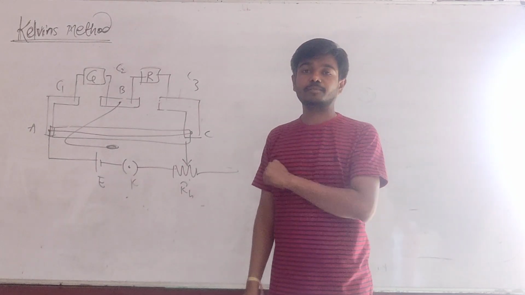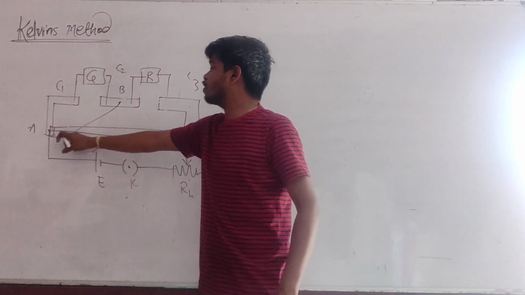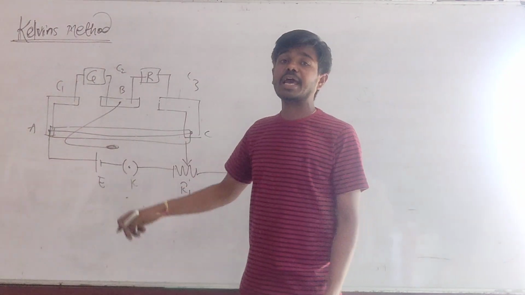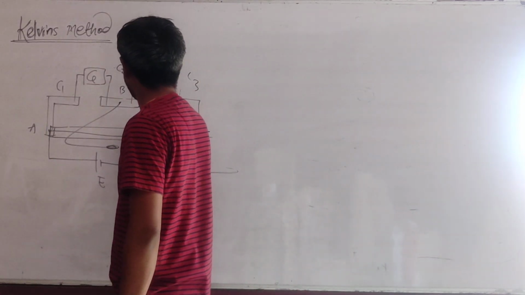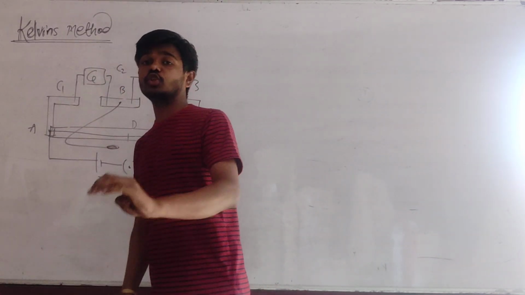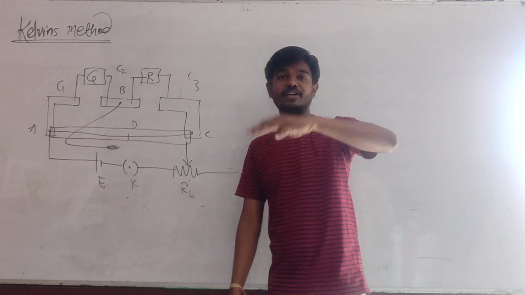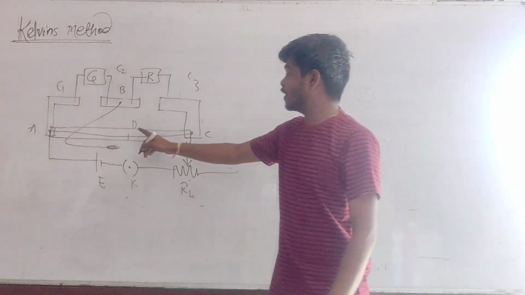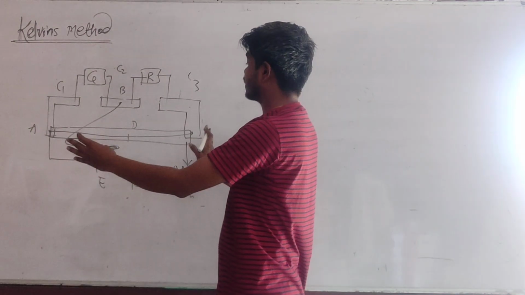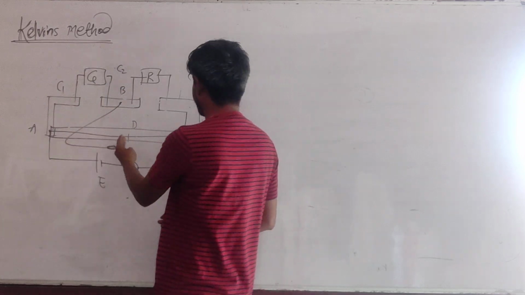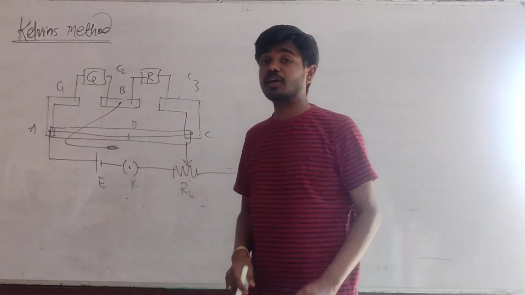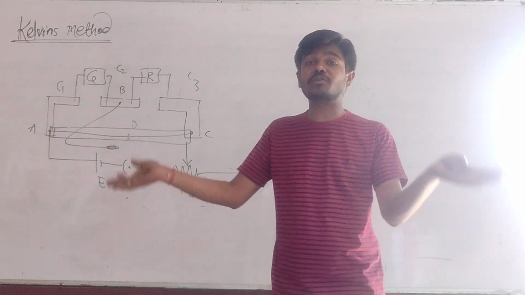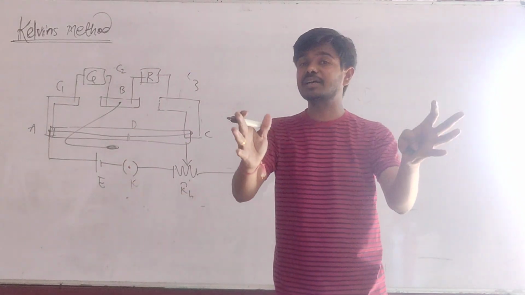Now the second point. Touch the jockey on a different point of the wire. The galvanometer shows a different deflection, but at a particular point D, the galvanometer again shows the same type of deflection as before. Fix that point D. This means the wire can be divided into two parts, AD and DC, and the network is in a balancing condition.